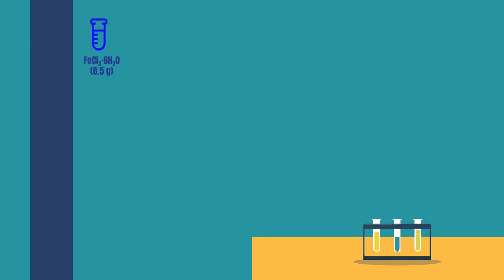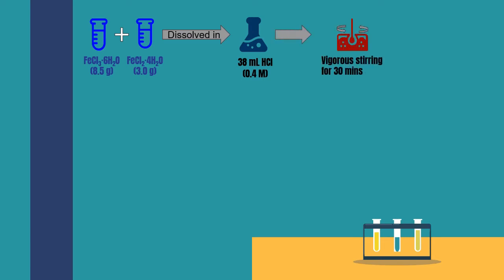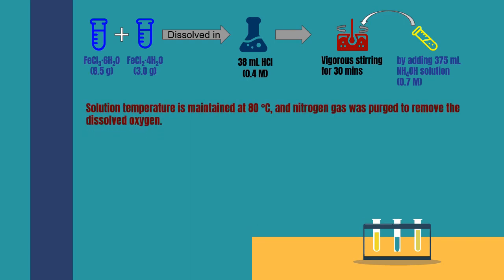8.5 gram of iron(III) chloride hexahydrate and 3.0 gram of iron(II) chloride tetrahydrate were dissolved in 38 ml of 0.4 mol hydrochloric acid solution. Chemical precipitation was achieved under vigorous stirring for 30 minutes by adding 375 ml of 0.7 mol ammonium hydroxide solution. During the whole process, the solution temperature was maintained at 80 Celsius and nitrogen gas was purged to remove the dissolved oxygen.